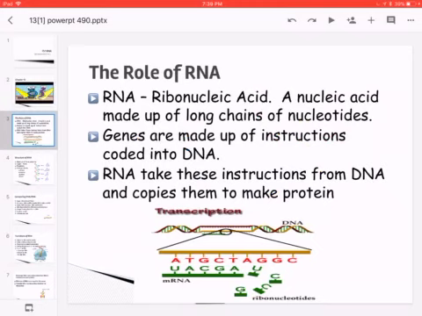So RNA is responsible for this. RNA takes these instructions from DNA and copies them to make a protein. This type of RNA that's produced from DNA is called messenger RNA because it takes the message from DNA out to the ribosomes to produce proteins.